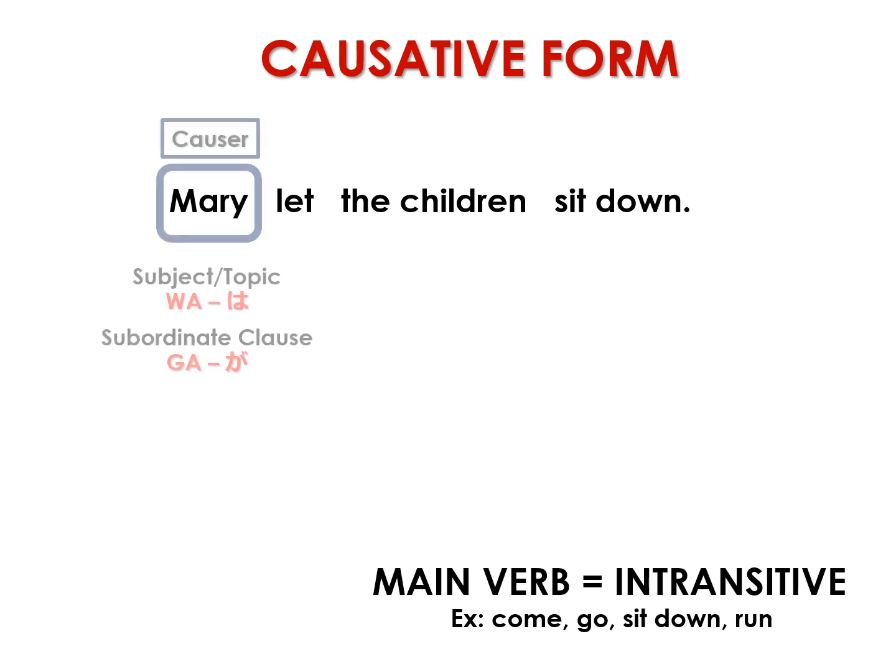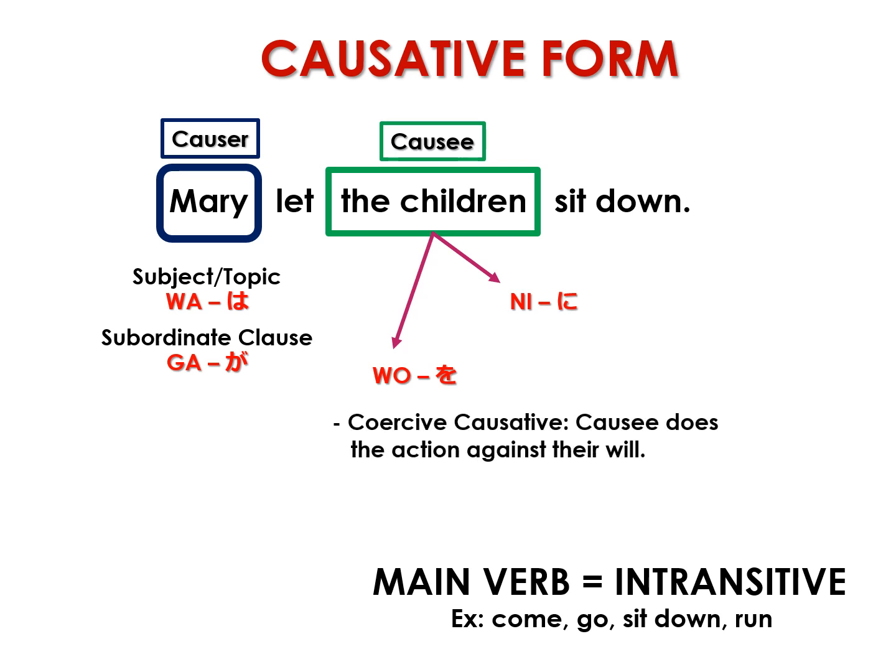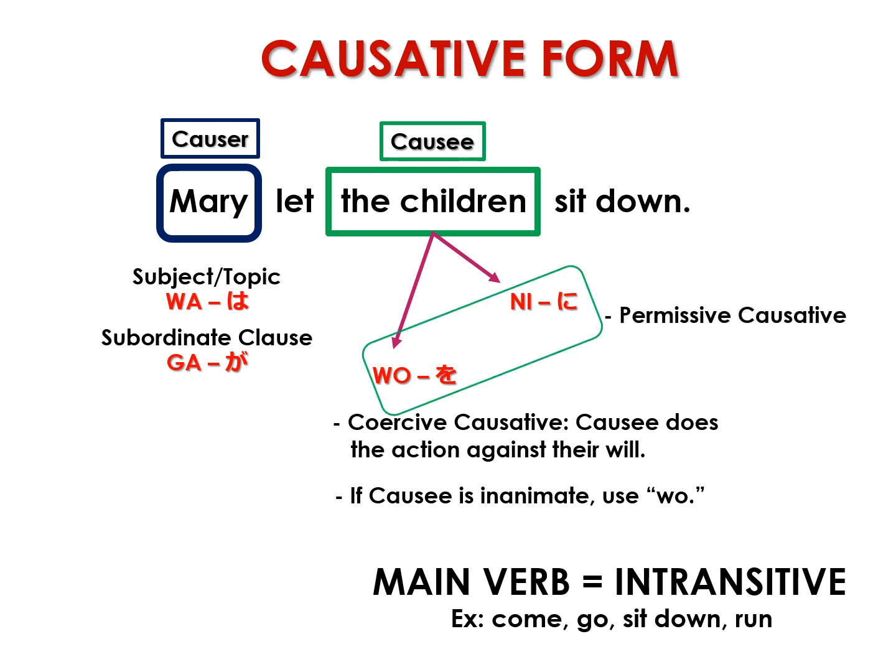For this sentence, the causer, Mary, can take the particle wa or ga, and the causee, the children, can take either the particle wo or ni. We use wo when the sentence is a coercive causative sentence, meaning the causer exerted pressure on the causee to do something, and the causee does it against their will. We also use wo when the causee is a thing or inanimate. After all, a thing has no will of its own. We have the choice to use either wo or ni if the sentence is a permissive causative sentence, meaning the causer lets the causee do the action freely.